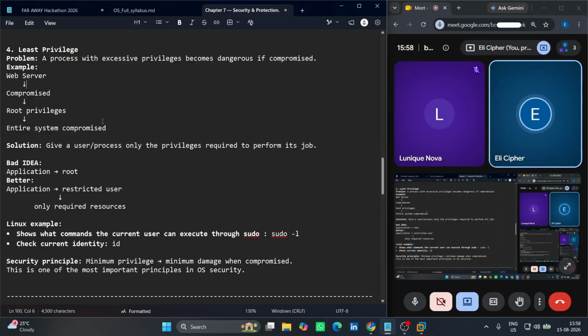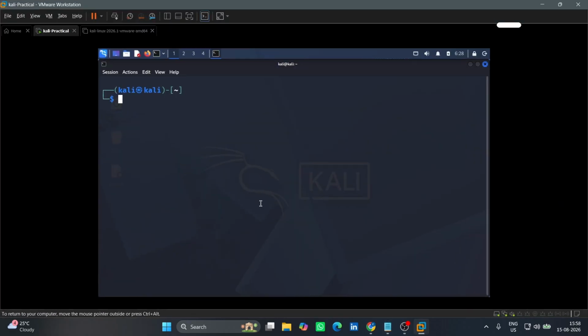It is just a principle which says that you should only give limited permissions to a particular user or particular process. For example, I have created a user here, Ellie. Let me switch to that particular user, Ellie. I don't know the password. Sorry. Yes, I can use sudo. Sudo means I have the advantage to use the root permissions. Okay, now I am inside Ellie, right?